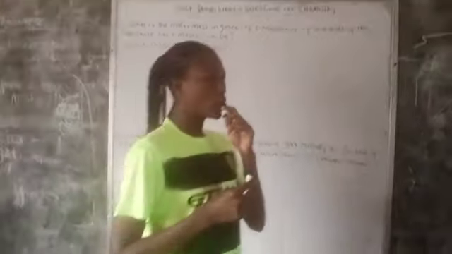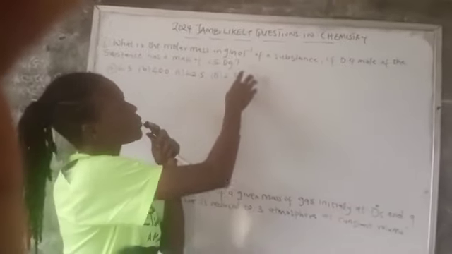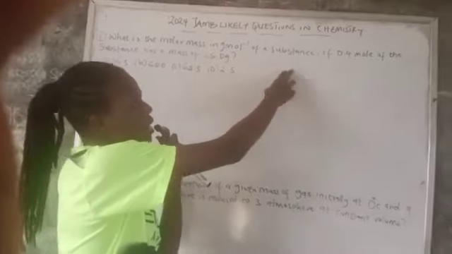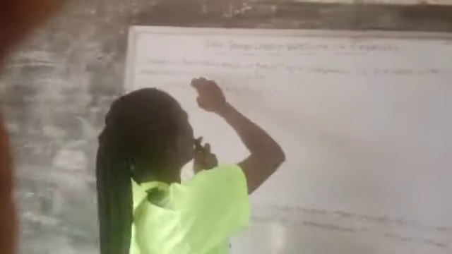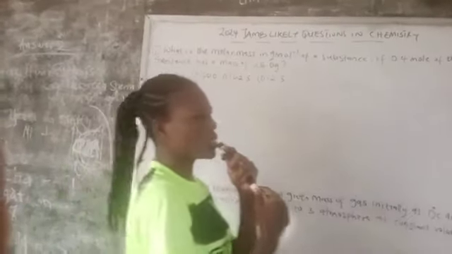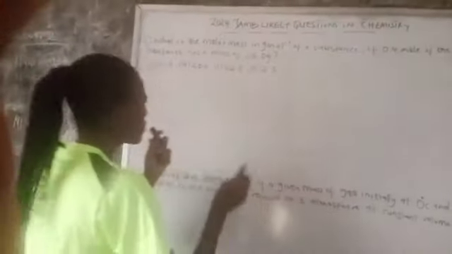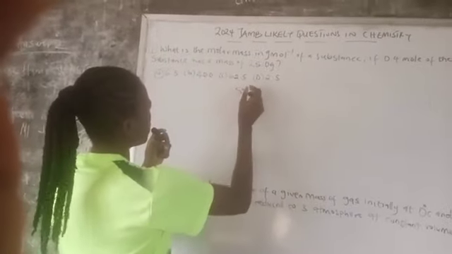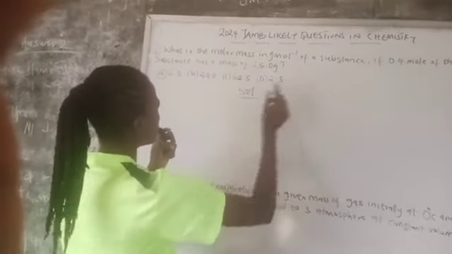So on the board now, we have a question. It said, what is the molar mass in grams per mole of a substance if 0.4 mole of the substance has a mass of 25.0 grams? Now what it entails is this: use the general formula in solving mole.